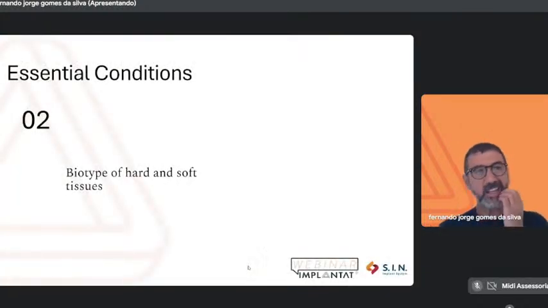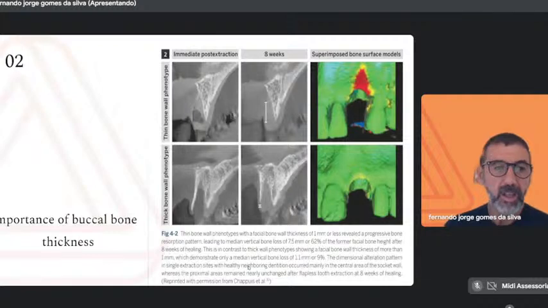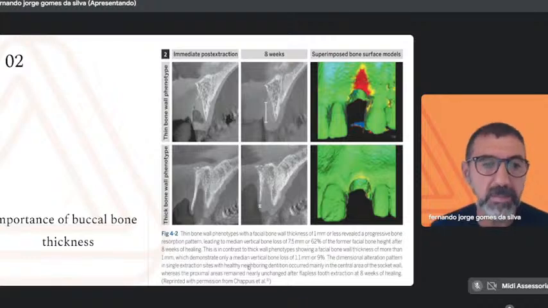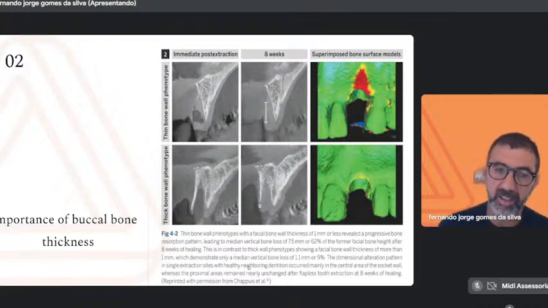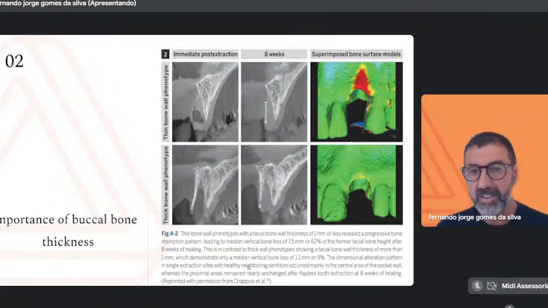So the second point of the essential conditions is the biotype of hard and soft tissues. We have to check the importance of the buccal bone thickness, because there are two kinds of thickness: the thin bone wall and the thick bone wall. The thin bone wall is when the wall thickness is less than 1 millimeter and reveals a progressive bone resorption pattern, leading to median vertical bone loss of 7.5 millimeters or 62% of the former facial bone height after 8 weeks of healing.